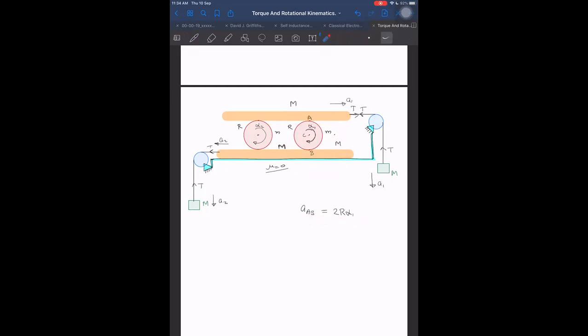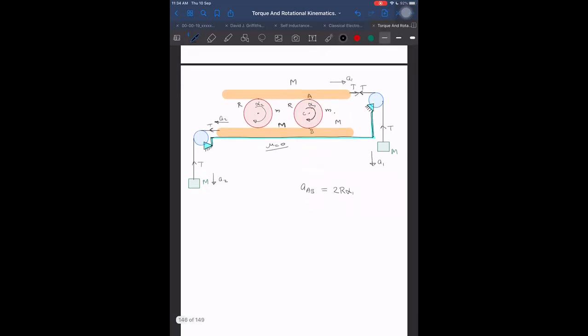Is it okay? We can do this way also, taking this. The acceleration of A with respect to C is equal to R alpha 1, and the acceleration of B with respect to C is equal to R alpha 1 backwards. That also we can do. With respect to C, these accelerations are like this. Is it okay? Right?